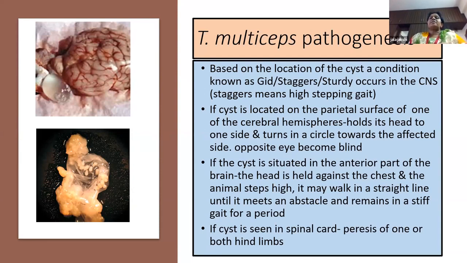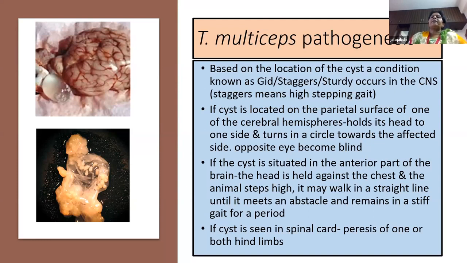Based on the location of the cyst, clinical symptoms of multiceps may vary, and the condition is known as gid, staggers, or sturdy, or high-stepping gait. If the cyst is located on the parietal surface of one of the cerebral hemispheres, then the sheep holds its head to one side and the opposite eye becomes blind. If the cyst is located in the anterior part of the brain, the sheep presses its head against the chest, and the animal steps high and may walk in a straight line until it is stopped by an obstacle and remains in a stiff gait for some period.